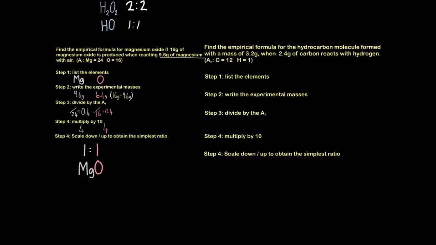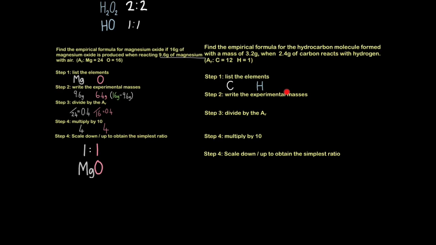Your question is as follows. Find the empirical formula for the hydrocarbon molecule formed with a mass of 3.2 grams when 2.4 grams of carbon reacts with hydrogen. So a hydrocarbon molecule is one which just has carbon and hydrogen atoms. You know that the molecule has a mass of 3.2 grams, but 2.4 grams of those 3.2 grams are carbon. So pause and try it out yourself. Here are the relative atomic masses.